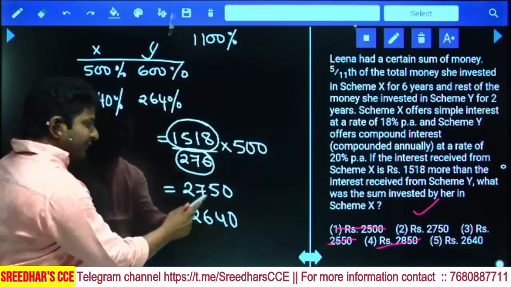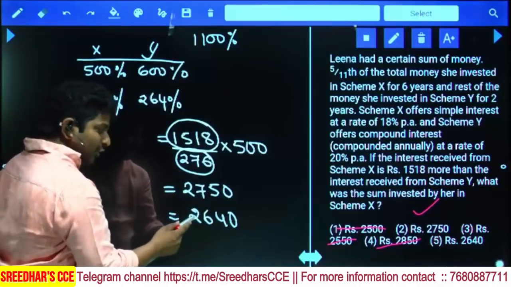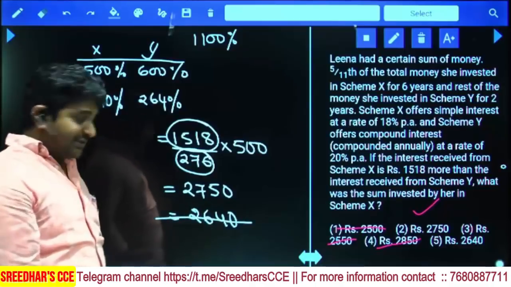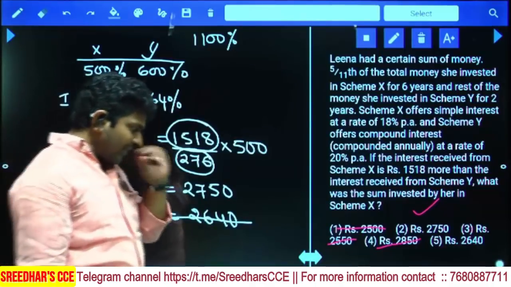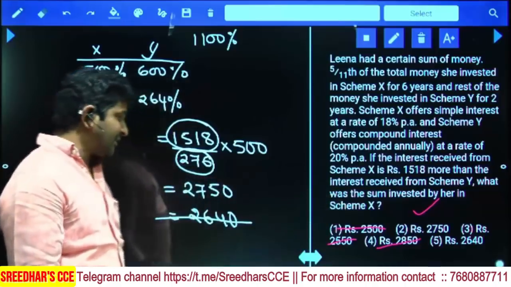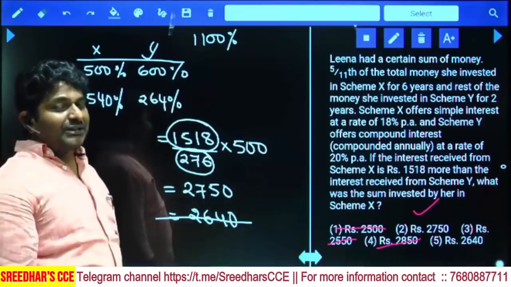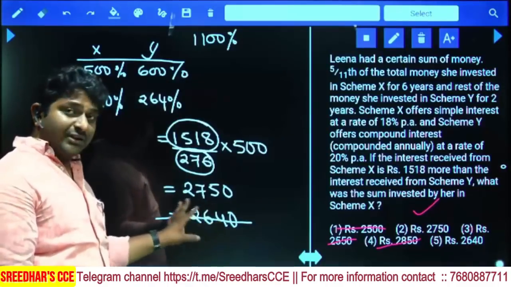So 2750, this is not 3 multiple. 2640, this is 3 multiple. So there is no possibility of getting 2640. Answer should be 2750, second option, final answer. I am first taking 11 multiplication rule, and answer cannot be a 3 multiple. So based on that, 2640 cannot be your answer.